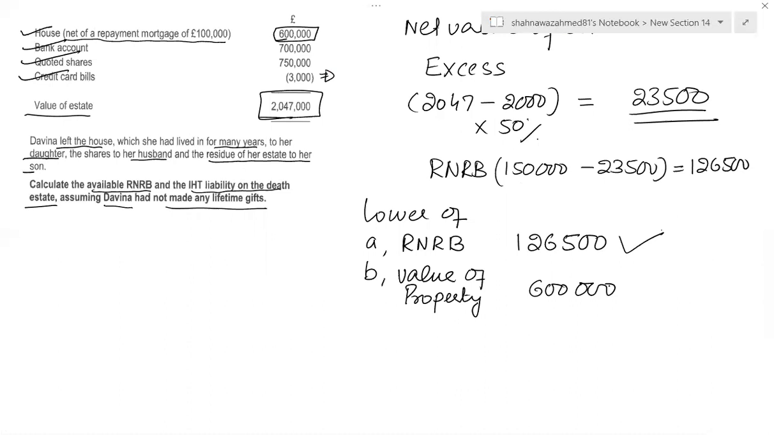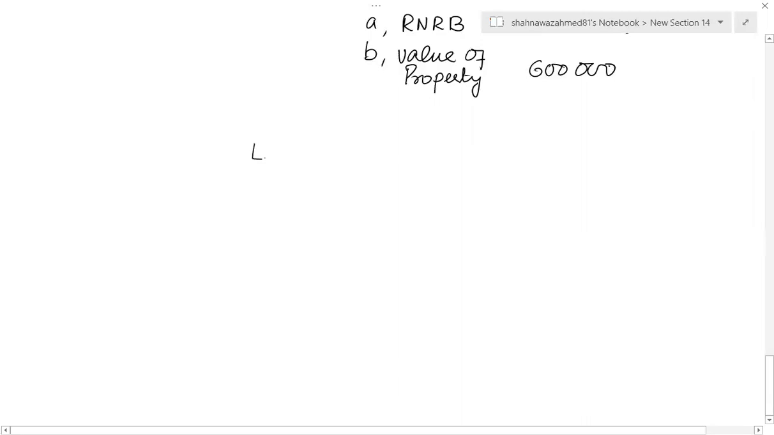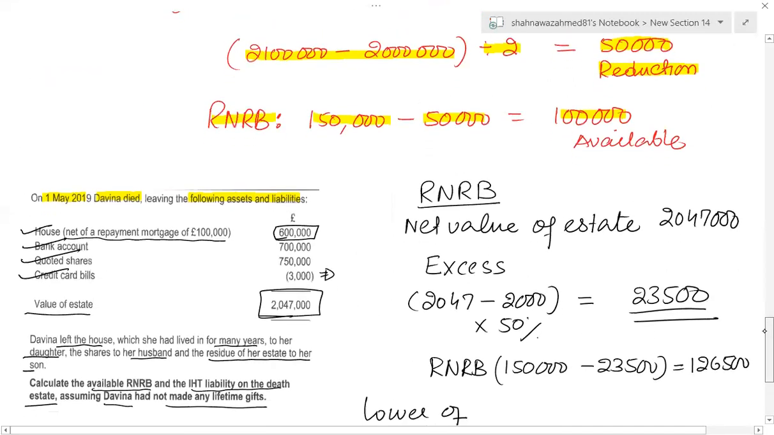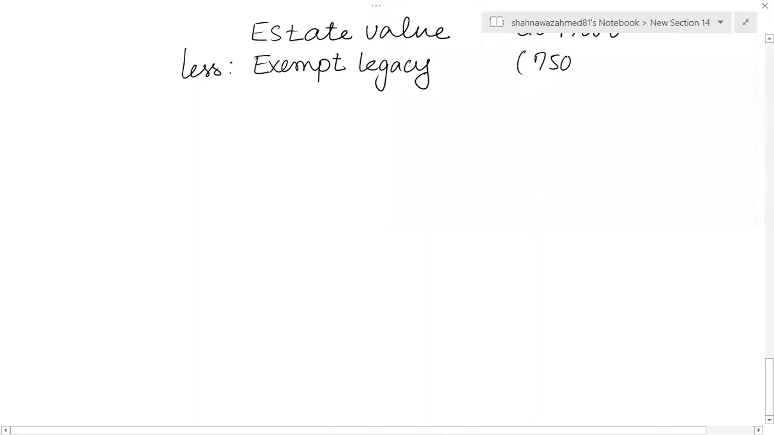Now in this way, if you have to calculate IHT liability, so we have estate value, assets minus liabilities, that is 2047,000. She has transferred exempt legacy to her husband, and that is shares. So the shares worth 750,000. So deduct this before applying IHT.